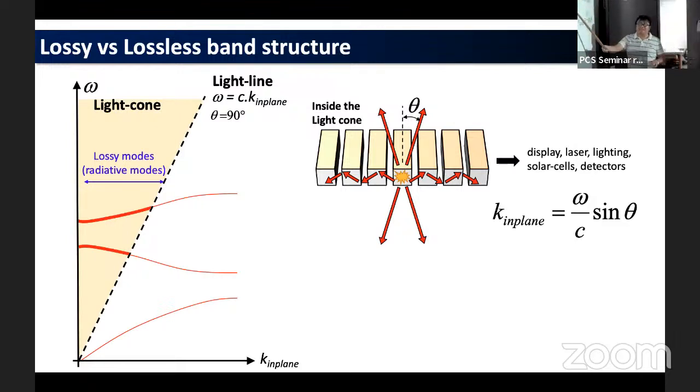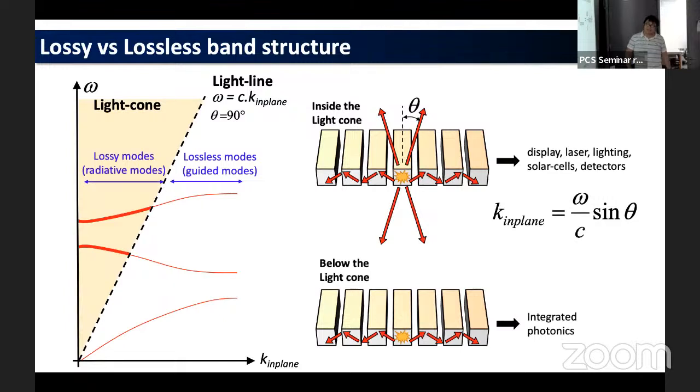So in this case, we are dealing with losses. The photonic modes here are in interaction with the radiative continuum of plane waves outside. So they are lossy modes, or here we also call them radiative modes, because we neglect all other types of losses, like non-radiative losses coming from absorption, for example. And these kinds of modes have applications in displays, laser lighting, solar cells, and detectors.